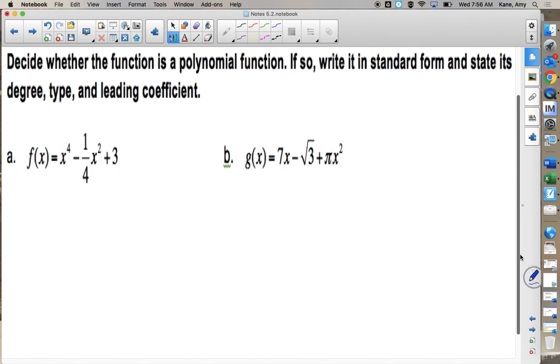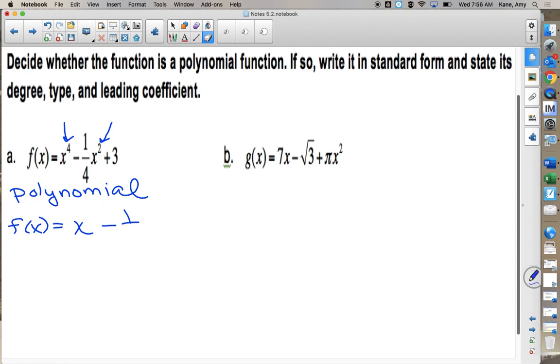Looking at the powers, there's a 4, there's a 2, and then that plus 3 is constant. So this is a polynomial. The second part, is it in standard form? So do the powers descend in order? Yes. So it already is in standard form. We don't really have to rewrite it. It's okay that it skips powers. I don't have to have all of the powers represented. They just have to descend in order for the ones that are in the problem. So it is in order as it was written.